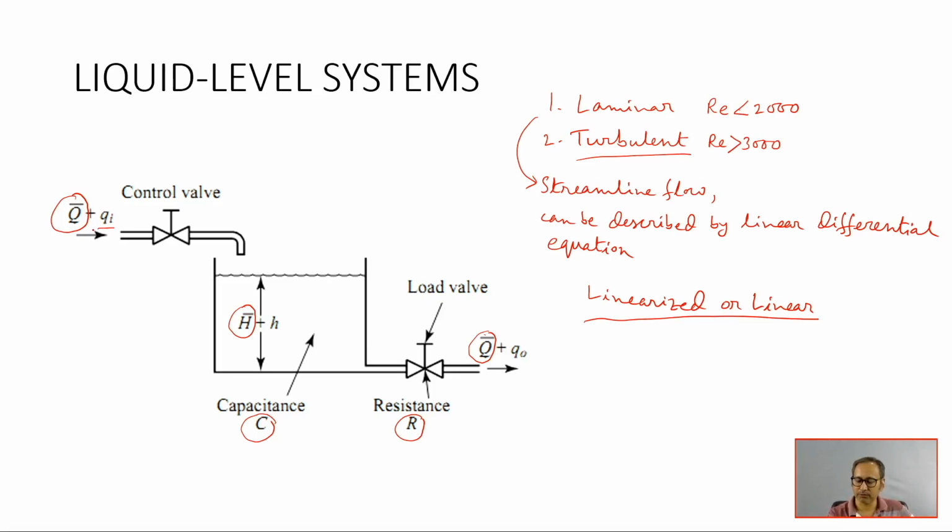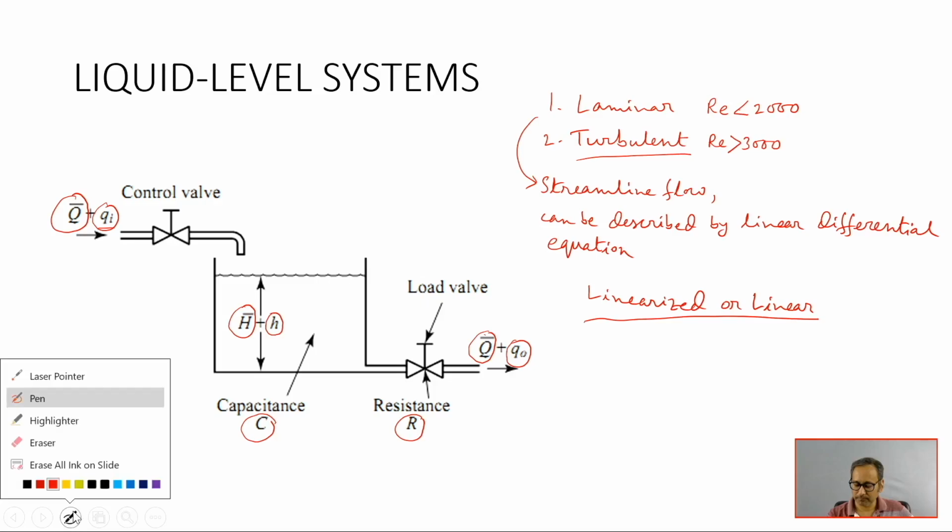Now, if you give some small perturbation, that is, if Qi is given, then H will increase, the height of the water level will also vary, and Qo, the output from the tank through this load valve, will also increase by a certain amount. Before we proceed, we need to discuss capacitance and resistance. We need to define what resistance is and what capacitance is.